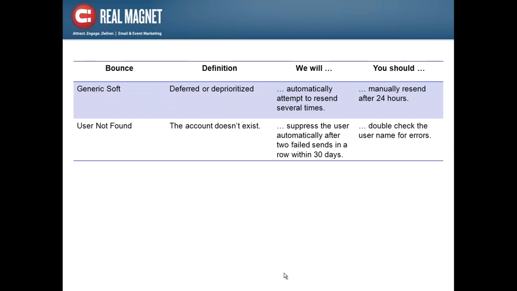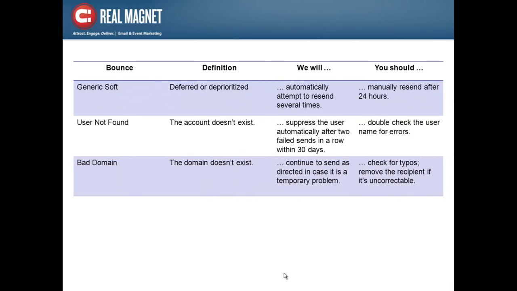If you've got a sign-up list next to the cash register at the store, it's very possible that there was just a transcription error, and then try it again. But if they continue to bounce user not found, or if the address simply isn't correctable, it's a good idea to suppress. Another bounce type is bad domain.